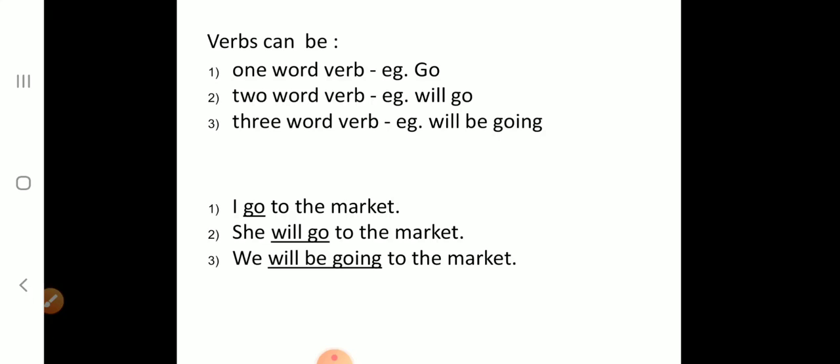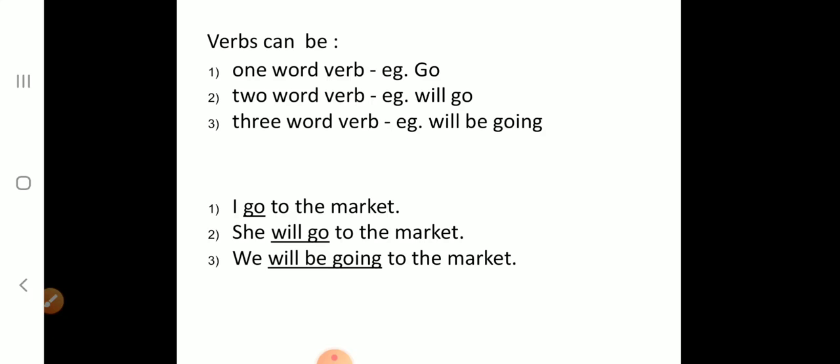Verbs can be one word verb, two word verb, three word verb. For example, I go to the market. Go is a one word verb. In the second sentence, she will go to the market. Go is the main verb and will tells us more about the main verb as to when the action will take place, that is in future. So will go forms a two-word verb.